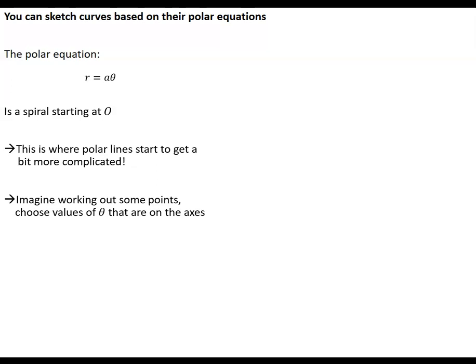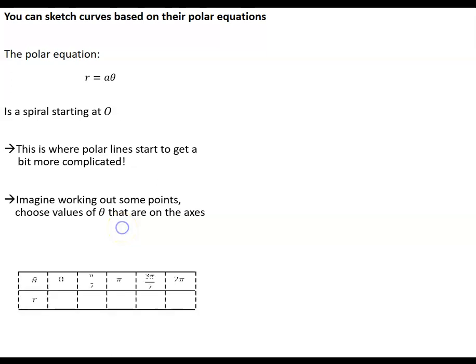Here we're going to choose some values of theta and substitute them in for r. The values of theta that we choose, we're going to choose ones on the axes to make them easier to plot. So I've gone for 0, pi on 2, pi, 3 pi on 2, 2 pi.